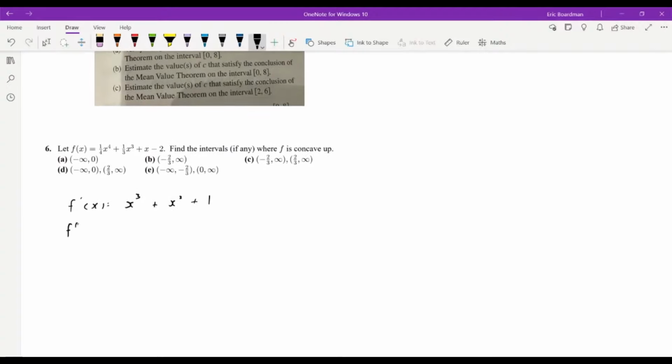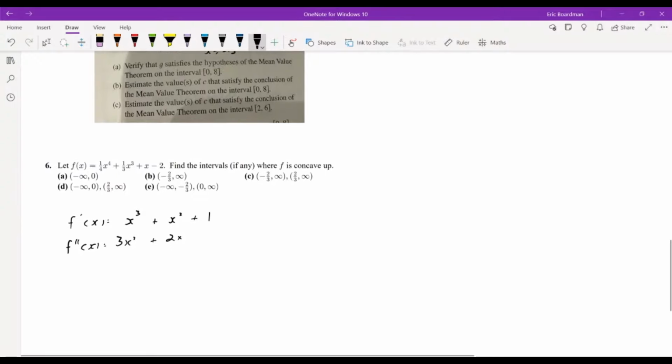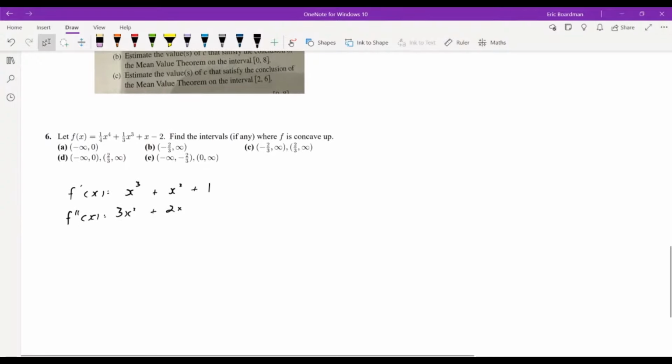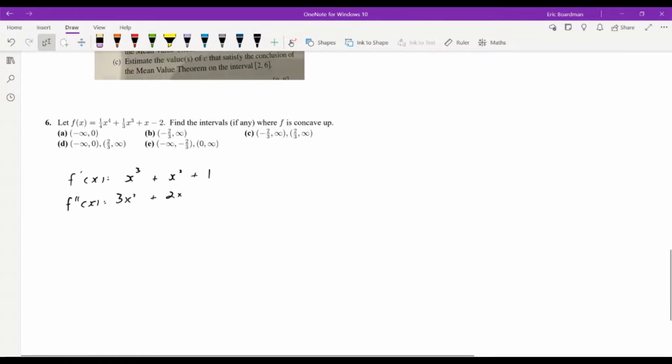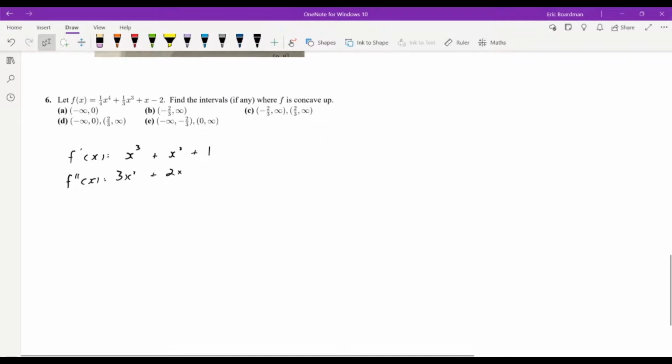And then for our second derivative, we're going to take the derivative again. So the derivative of x cubed is 3x squared, plus 2x, because that's the derivative of x squared. And then same deal with this one. The derivative of a constant, in this case 1, is just 0. So now we want to check where it's concave up, and that's when the second derivative is positive.